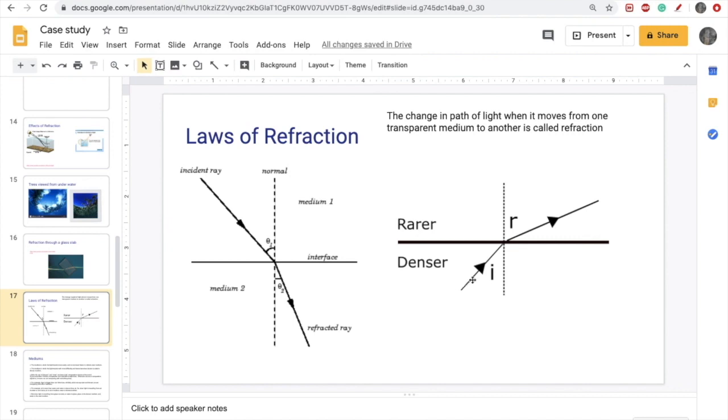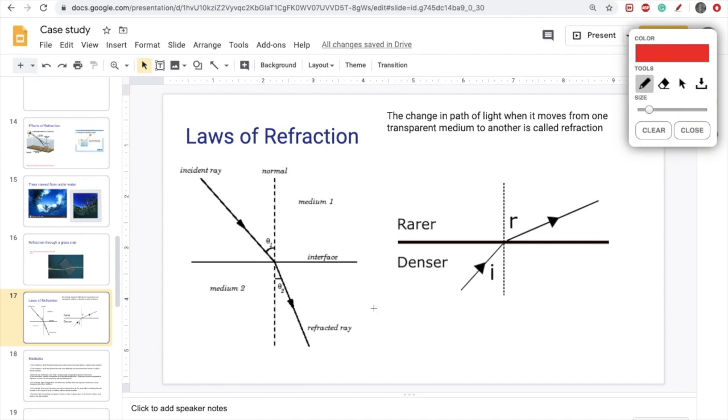See here, let me draw this. Instead of coming like this, it has bent towards the normal. Here, instead of continuing like this, it has bent away from the normal. So sometimes it bends like this, sometimes it bends like that.